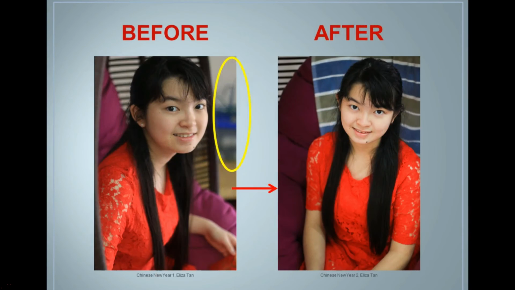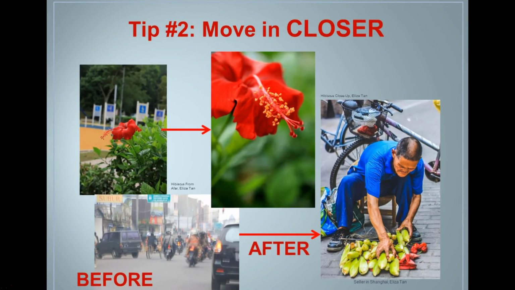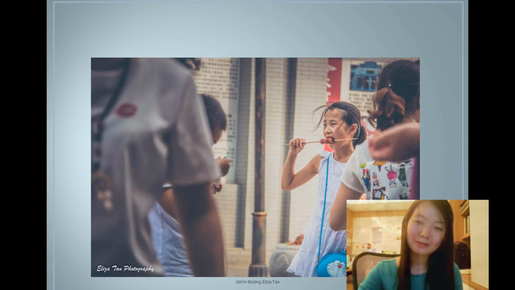You can also change your angle to remove distractions. Sometimes we may want to include everything in a scene, but we actually lose more when we don't make sacrifices. Tip 2. Moving closer to your subject. Do you see how moving in closer to this hibiscus and this cellar gives these photos specific focus and aesthetic appeal? But sometimes it's just not possible to move in closer.